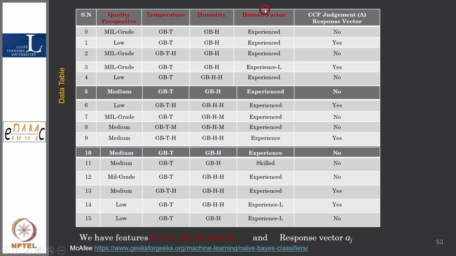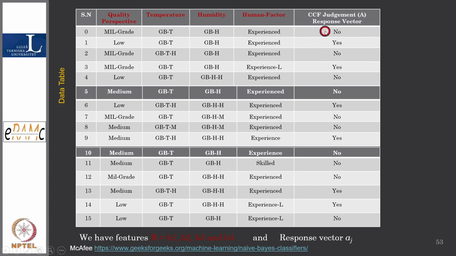And then one more factor is the human factor. Human factor can induce some error in the test, maintenance, operation, or even qualification. So if we have experienced staff, we feel it's okay. If experience is low, there is one more barrier. If they are skilled, that means in between, so we have that. And the last column is called the response column. The response column is the common cause factor judgment. You can imagine that I collected this data from 15 experts or 15 industries, and they have given their opinion on whether common cause failure probability will be no or yes for which combination.